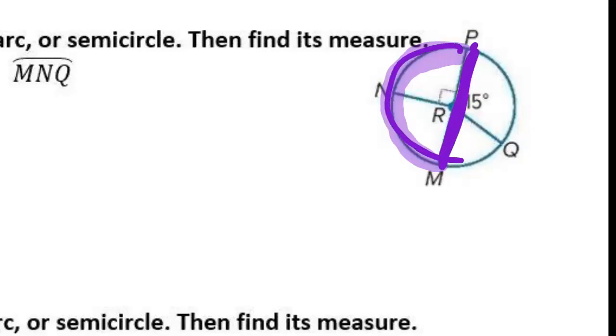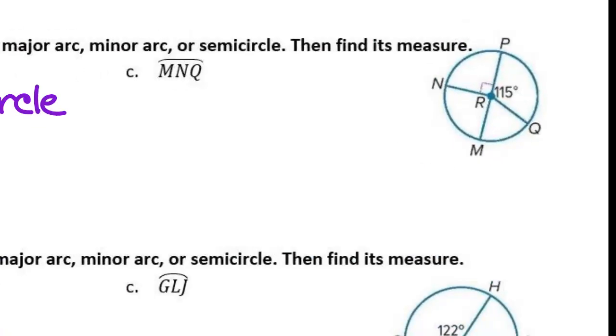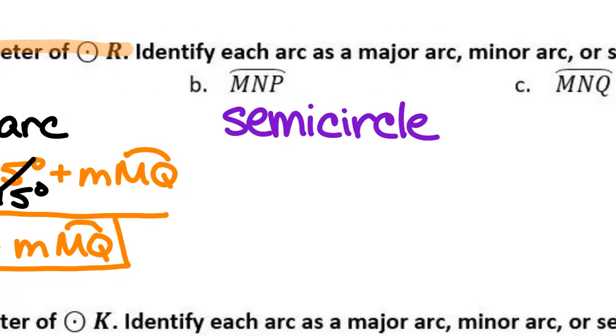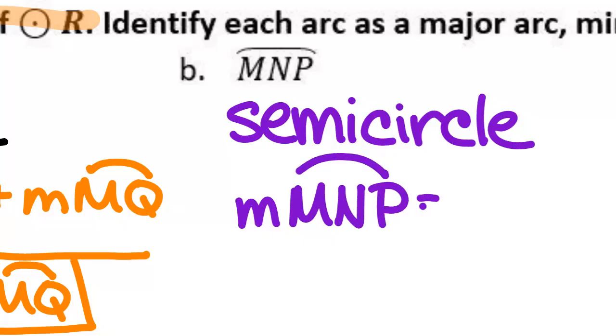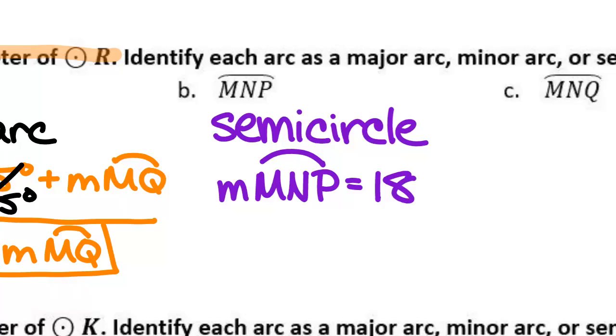and here's our arc. When the arc touches the two ends of the diameter, when that's where the arc stops, then you have a semicircle. You will always be able to identify a diameter when you have a semicircle. What is the measurement of arc MNP? 180. Because it is a semicircle.